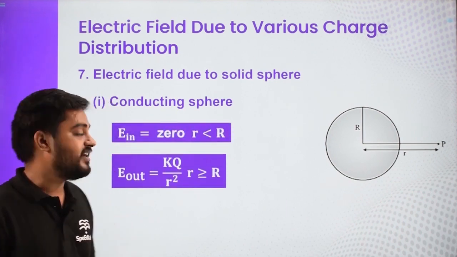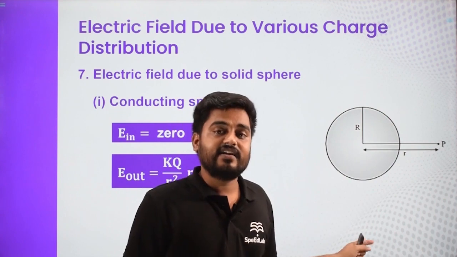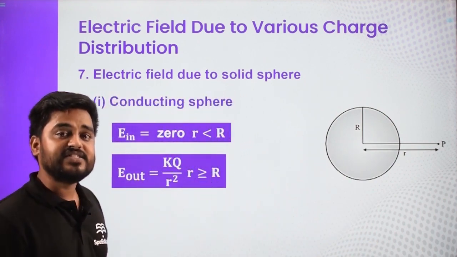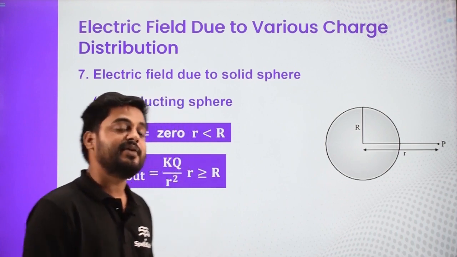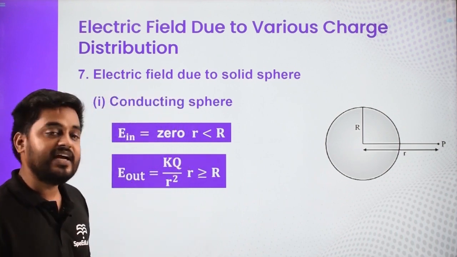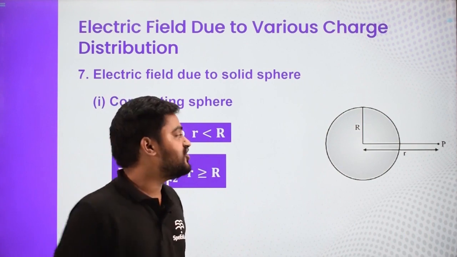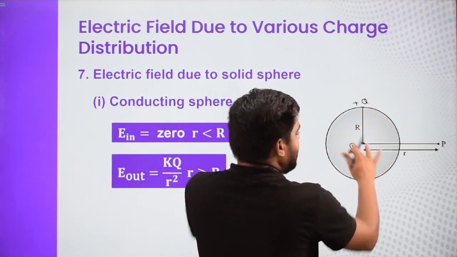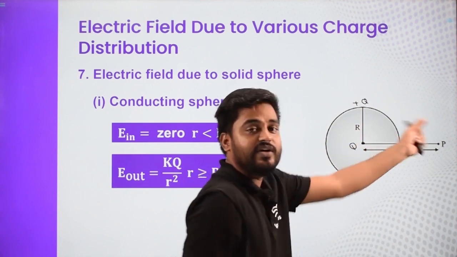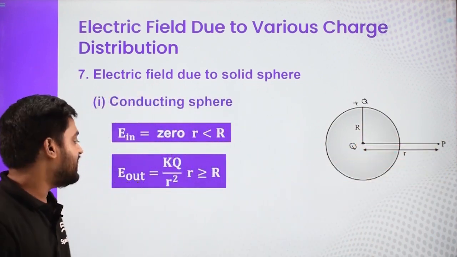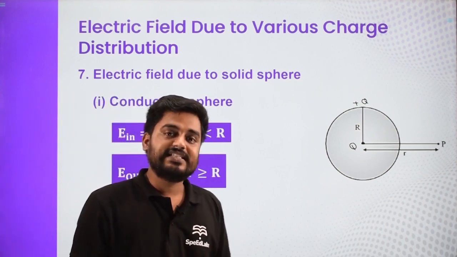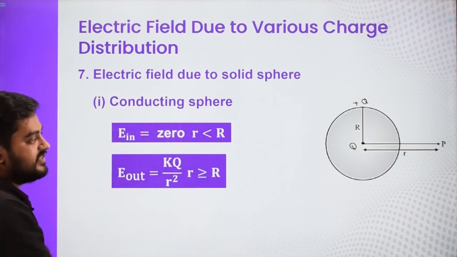Inside a spherical conductor, the electric field is 0. This is a property of the conductor, and we can prove this using Gauss's theorem as well. And the electric field outside is the same as if there is a point charge kept at its center. So you make the entire sphere a point charge, put it over here and find the electric field. That will give the same effect as the entire sphere for a point lying outside the sphere.